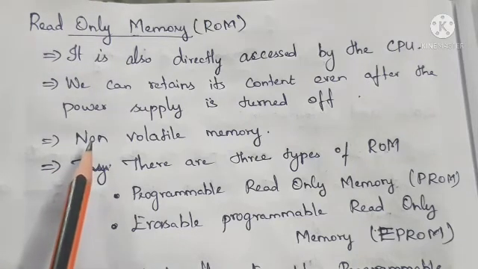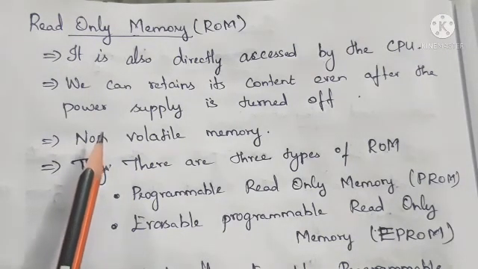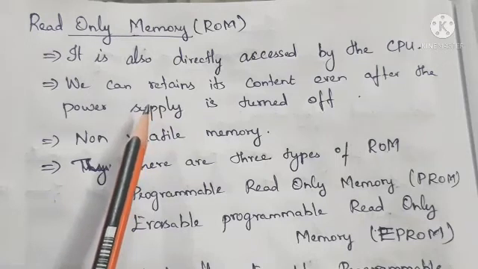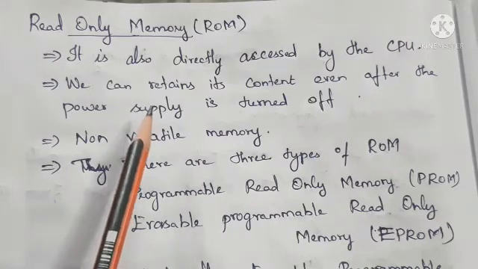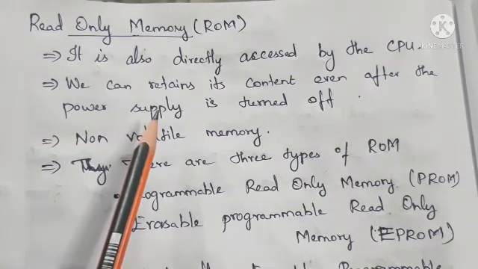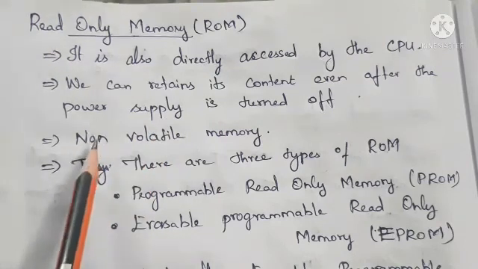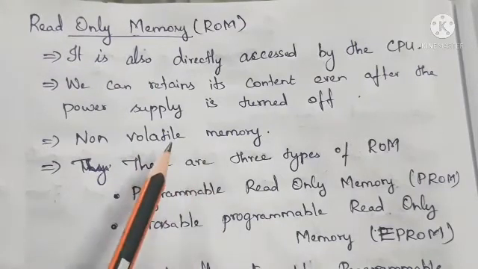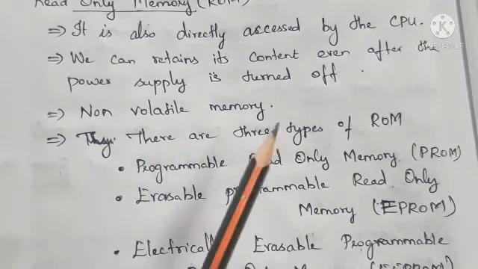Have you understood? In the primary memory we can't retrieve data, because when the power supply of the computer is off, everything will be lost from the primary memory. But that does not happen in the read only memory. Even if the power supply of the computer is turned off, we can retrieve the data from the memory. And this read only memory we can also call non-volatile memory.